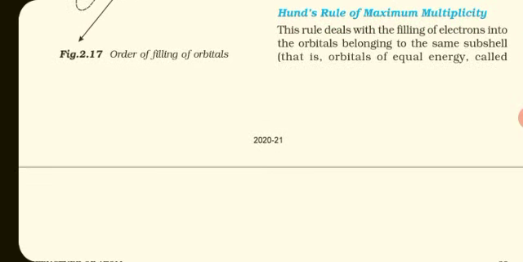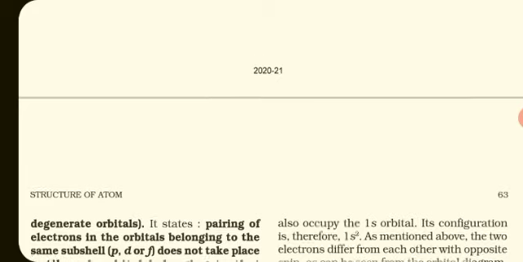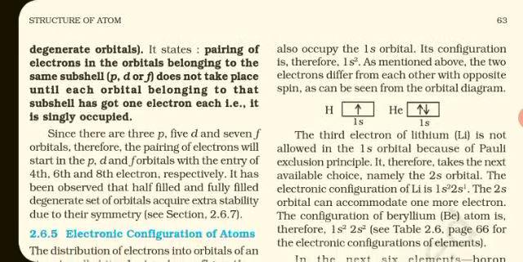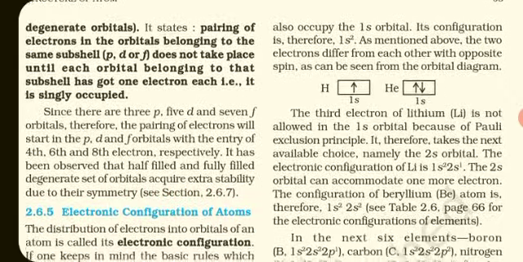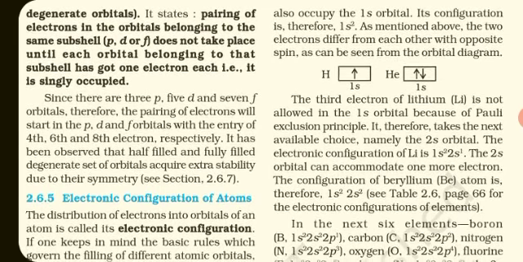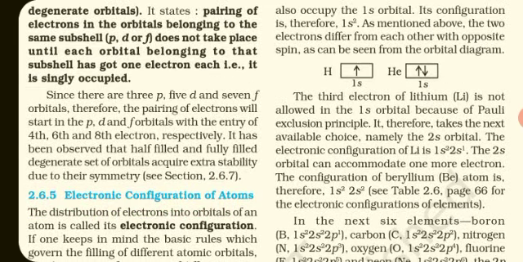Now next is Hund's rule of maximum multiplicity. This rule deals with the filling of electrons into the orbitals belonging to the same subshell, that is, orbitals of equal energy called degenerate orbitals. It states that the pairing of electrons in the orbitals belonging to the same subshell p, d or f does not take place until each orbital belonging to that subshell has got one electron each, that is, it is singly occupied.